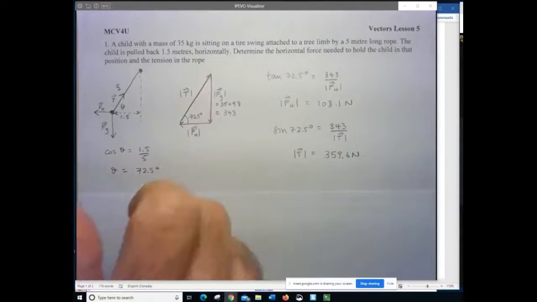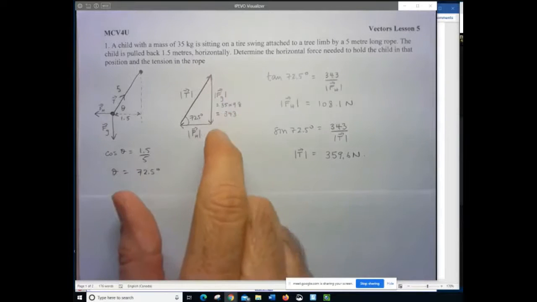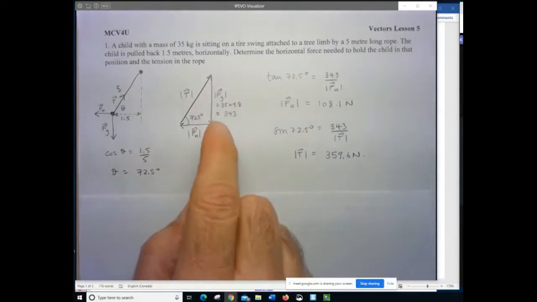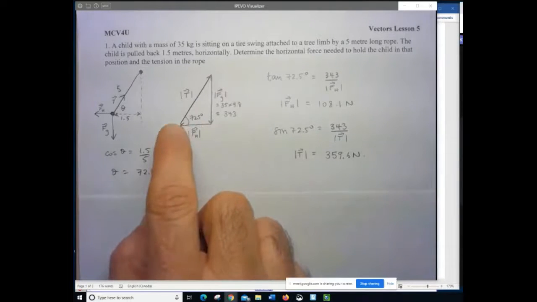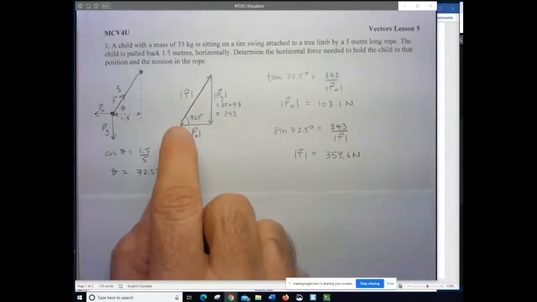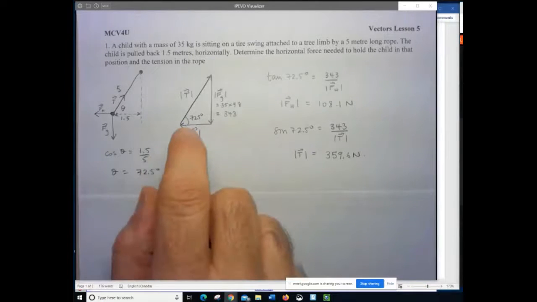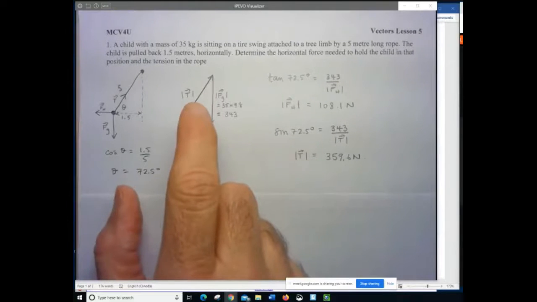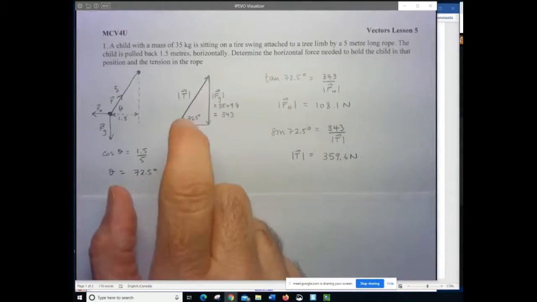So when I draw my force diagram, I would have started with my easier one, the one going straight down. Then I know the person is pulling horizontally. So that's the force of the person pulling on the swing. And then, of course, there's the tension in the rope or the string that's attached to the tire.